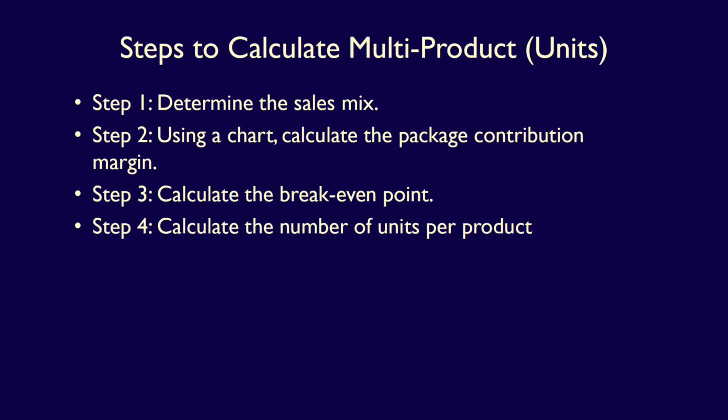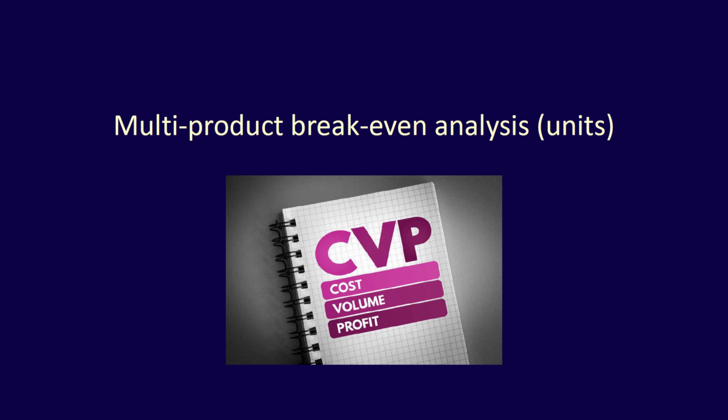Let's quickly review the steps to calculate the break-even point in a multi-product environment. Step 1 is to determine the sales mix, reducing it to its lowest common denominator. Step 2 is to calculate the package contribution margin using a chart. Step 3 is to calculate the break-even point using our shortcut formula. And step 4 is to calculate the number of units per product that must be sold in order to break even. That's it for calculating the break-even point in units for a company which has multiple products.